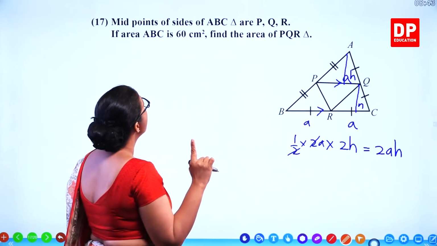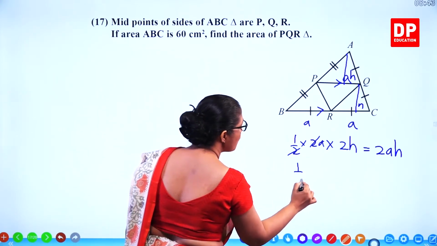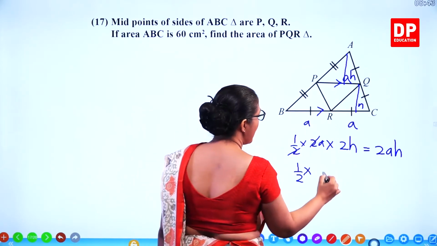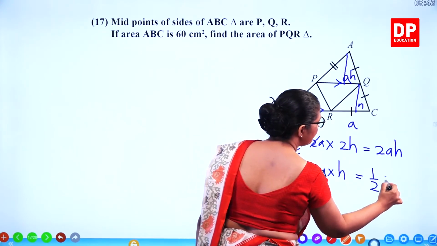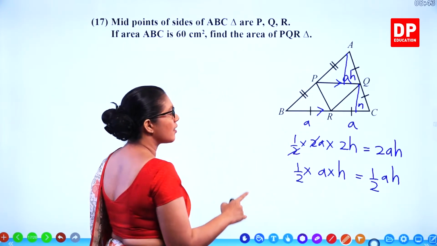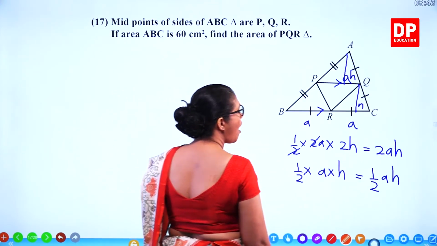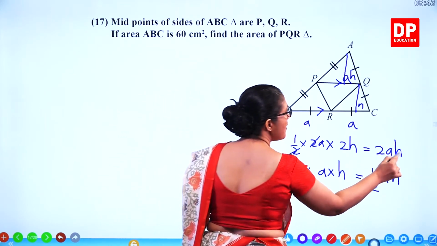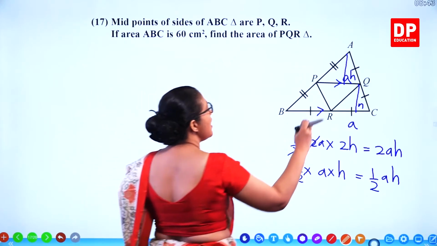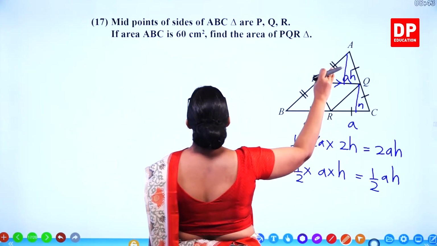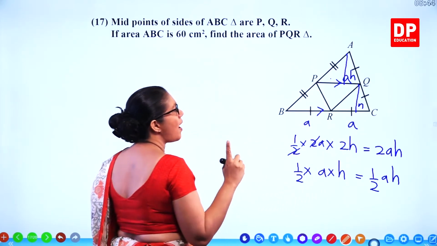If you take the PQR triangle, what's the area? Half into base, which is now A, into perpendicular height H. Half AH. Now, how many times bigger is this one? How many half AH are there in 2AH? Multiplied by 4. So you can see if one small part is x, you get 4 equal parts.